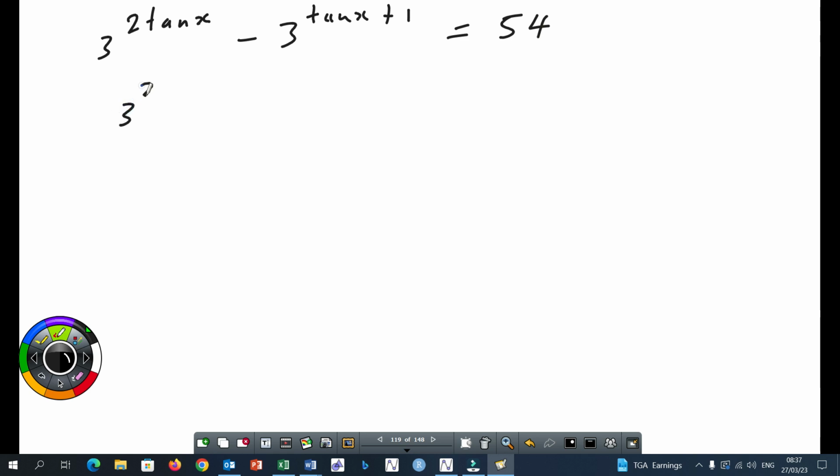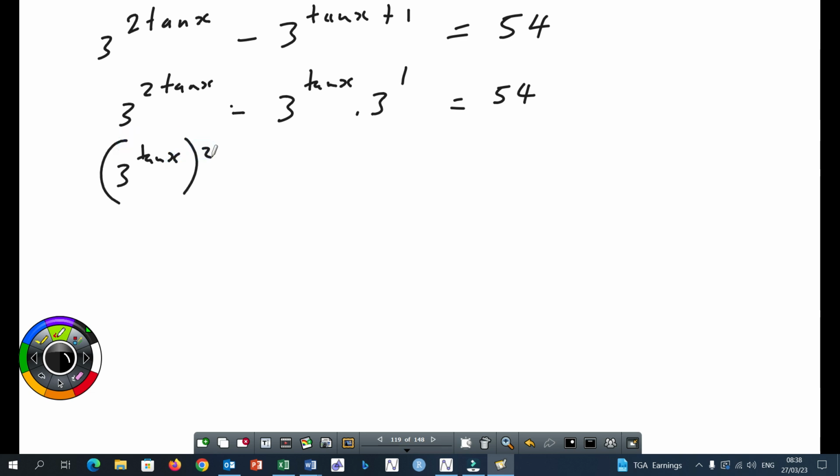So, we can write this as 3 to the power of 2 tan x minus 3 to the power of tan x times 3 to the power of 1 is equal to 54. But I can simplify that. So I can write it as (3 to the power of tan x) squared minus 3 to the power of tan x times 3 to the power of 1 minus 54 equal to 0. Hope you saw what I did there. Then use the K method from quadratic equations.